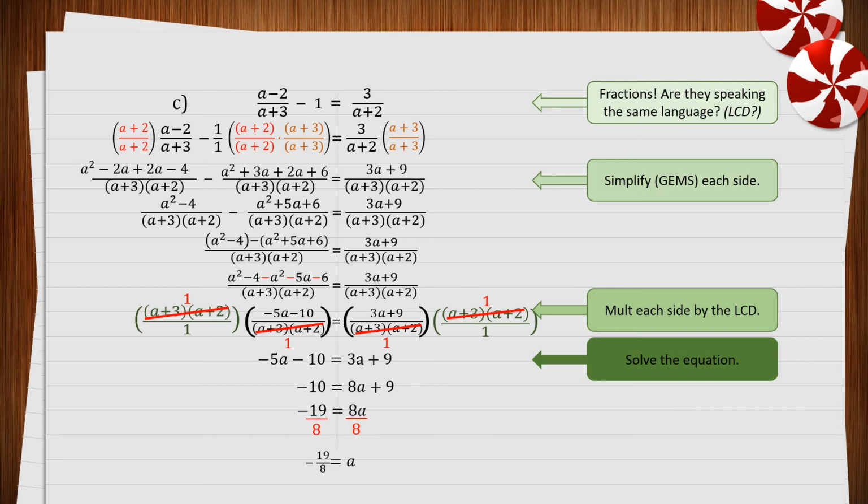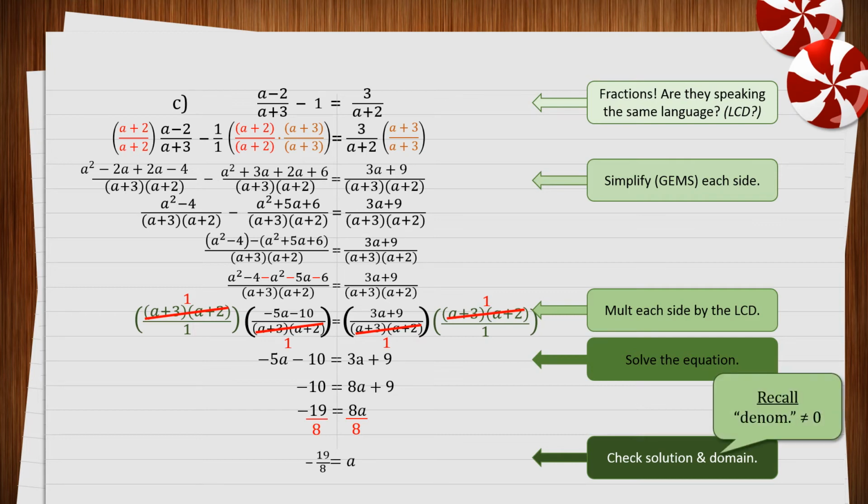Hopefully, you found a to equal negative 19 over 8. Now remember, once you have your solution, take a moment to check and make sure it will not make the denominator equal 0. It doesn't, so that is your final answer.